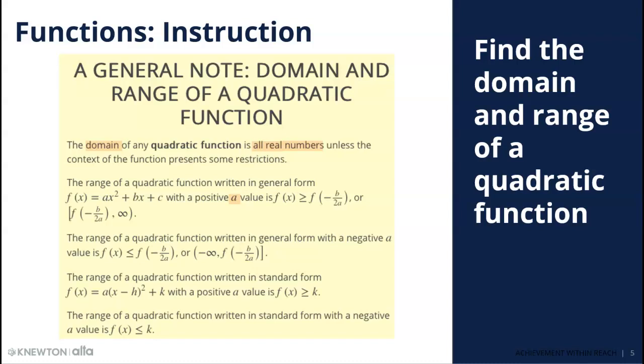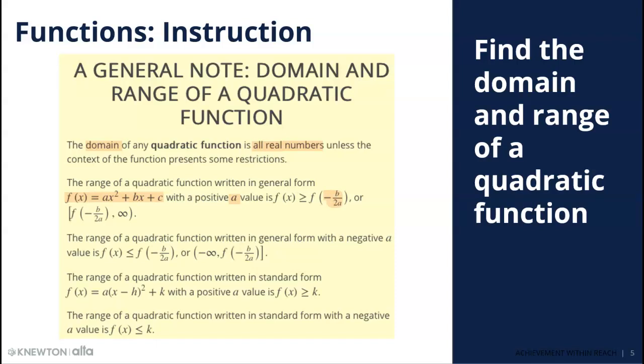Now, if you are given the function for your quadratic in general form, which is this form here, ax squared plus bx plus c, to get the vertex of the parabola, you just need to get the x-coordinate of the vertex of the parabola first, and then plug it into the function, and then you get the y value for the vertex of your parabola.